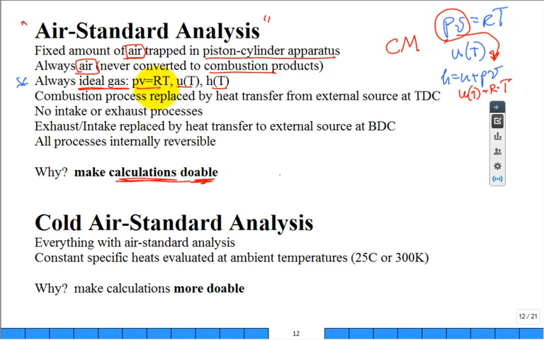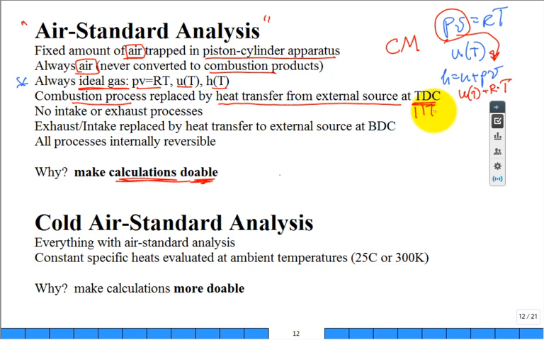Now, combustion is complicated. What we're going to do is replace it by a heat transfer from an external source while the piston's at, hey, I forgot, what does TDC stand for? Top dead center. So at that small volume at the top, we're going to replace all that spark plug, complicated combustion by just sit there and heat it up from an external heat source.